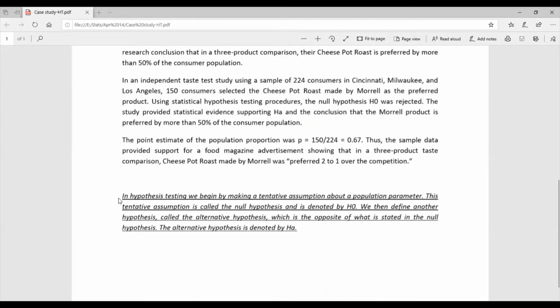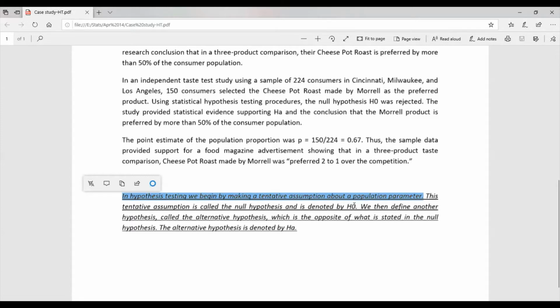Where they have explained what is H naught and what is HA. In hypothesis testing, we begin by making a tentative assumption about a population parameter. So this is a very important statement. Why do we need a hypothesis? Because it's a basic assumption about a population parameter. It may be a mean, it may be a standard deviation. Generally, it is a mean value, mean of some variable. So it's a tentative assumption about population mean, generally in 99% of cases. And then we need to check that tentative assumption, and that method of checking is nothing but hypothesis testing.